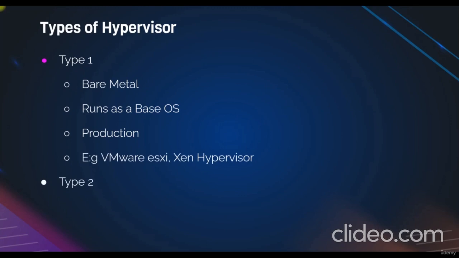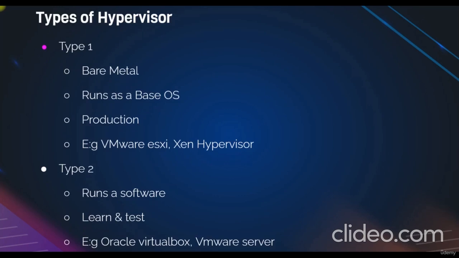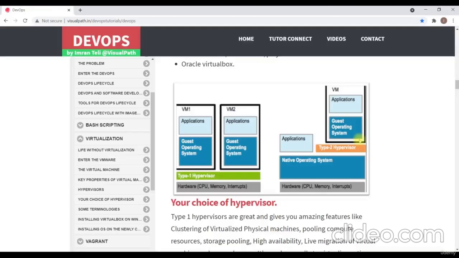The other type of hypervisor, type 2, which we will be using in this course, runs as a software which you can install on any computer. This is just for learning and testing purposes, because obviously you're not going to run production machines on your laptop. Some examples are Oracle VM VirtualBox, which we will be using in this course, VMware Server, and there are many others.